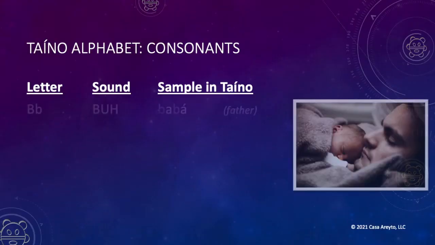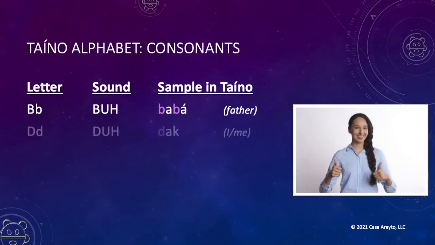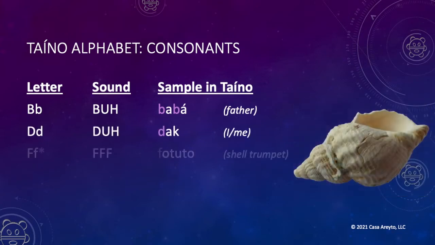So let's take a look at the consonants. The letter B is B, as in baba, which means father. And if you speak Arabic, you know that baba means father too. So we've got a link right there. D, dak, which means I or me. The F, fotuto, and that is a shell that was used as a trumpet.